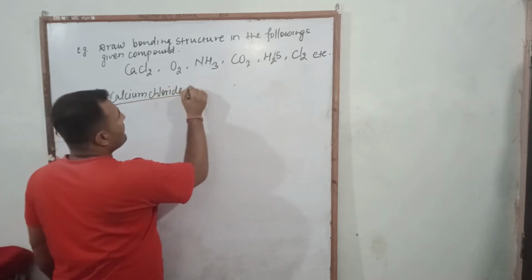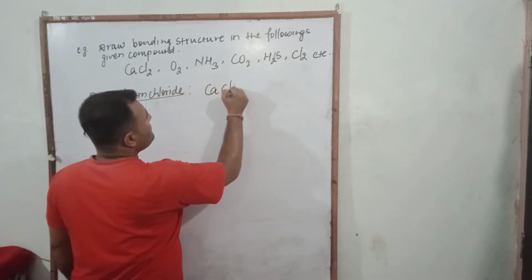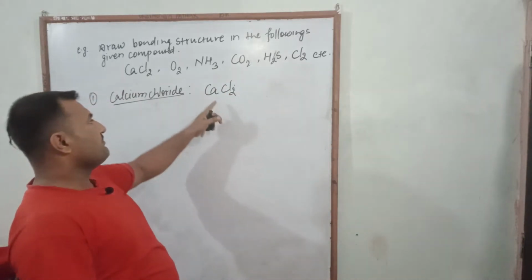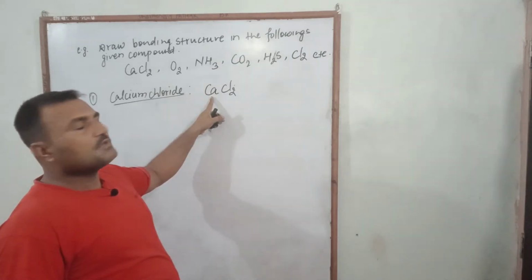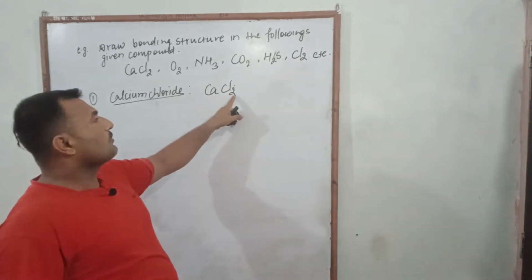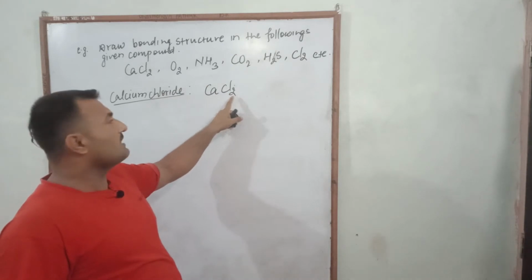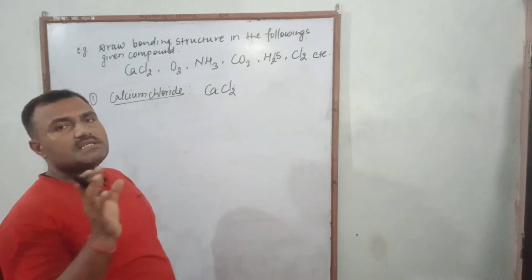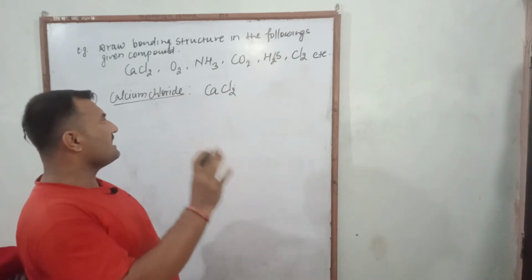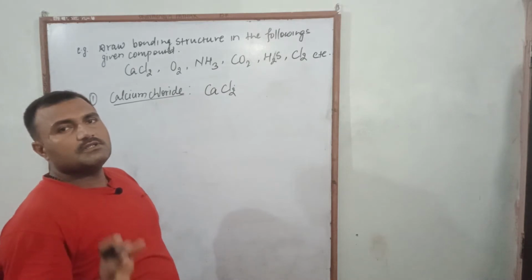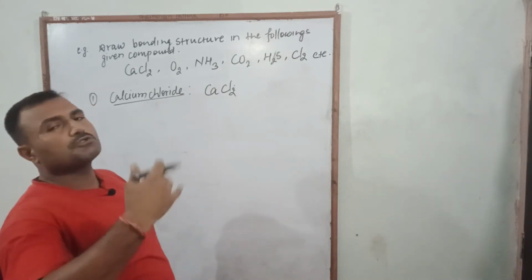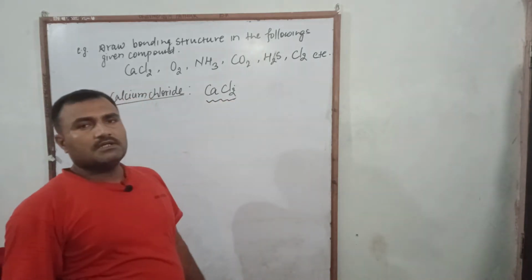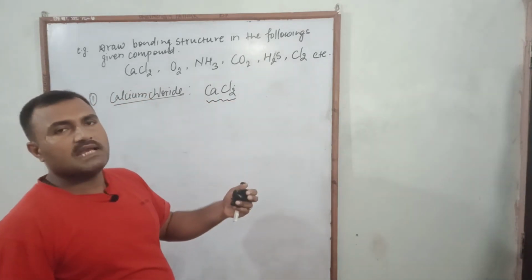In calcium chloride we find that one calcium and two chlorine are bonded by a chemical bond. Calcium is electropositive and a metal. Chlorines are non-metals. And we know that if bonding takes place between metals and non-metals, then the chemical bond is called an electrovalent bond. So the bond formed here is an electrovalent bond.